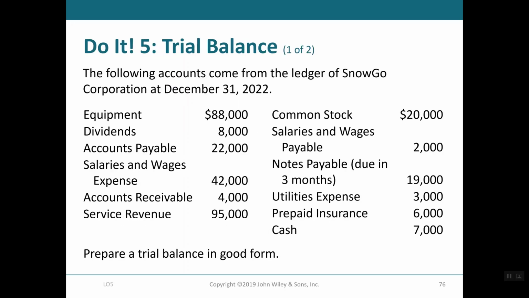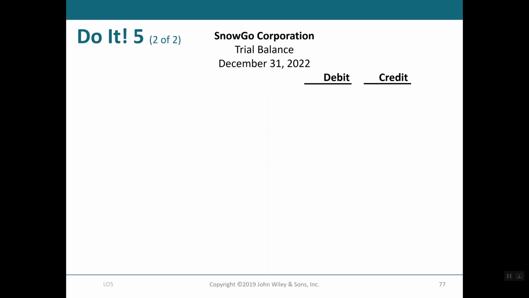Okay, so this is an example of a trial balance for us to try. The following accounts come from the ledger of Snow Gold Co. Corporation at December 31st, 2020. Prepare a trial balance in good form. So we want to follow the order. You know what balances these should be, and so let's go.